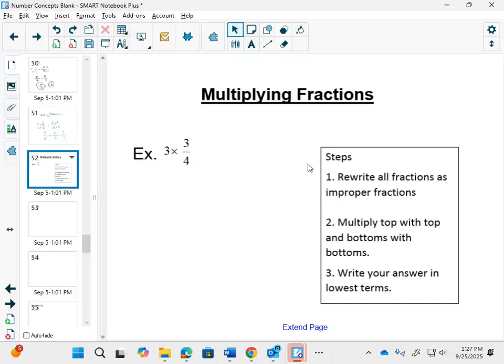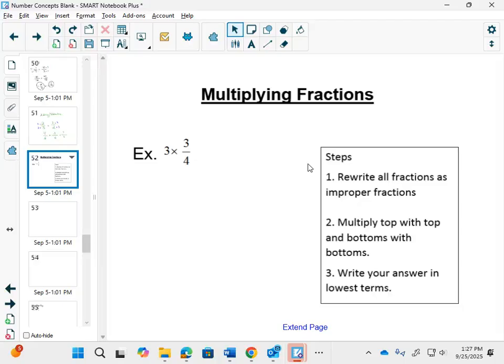So here are some steps. It says we want to write all fractions as improper fractions if they're not. We're going to multiply the tops with the tops, the numerators with the numerators, the bottoms with the bottoms, the denominators with the denominators. And then we'll write our answer in lowest terms.